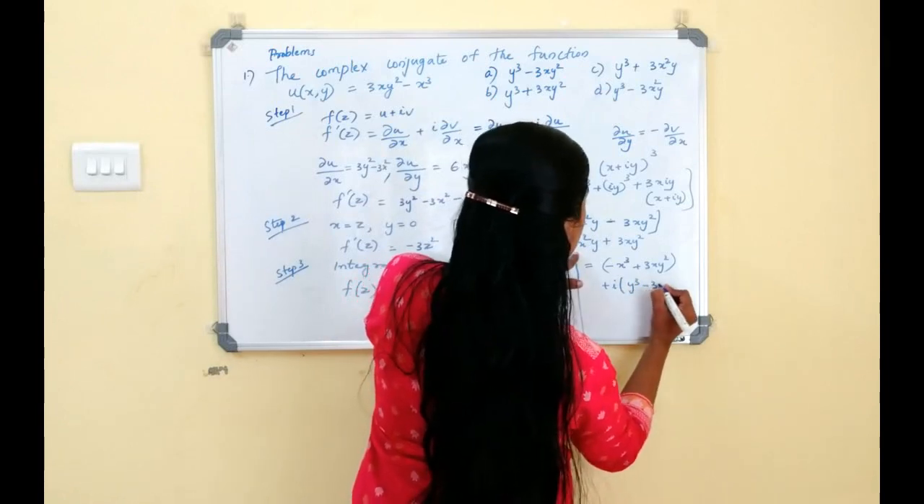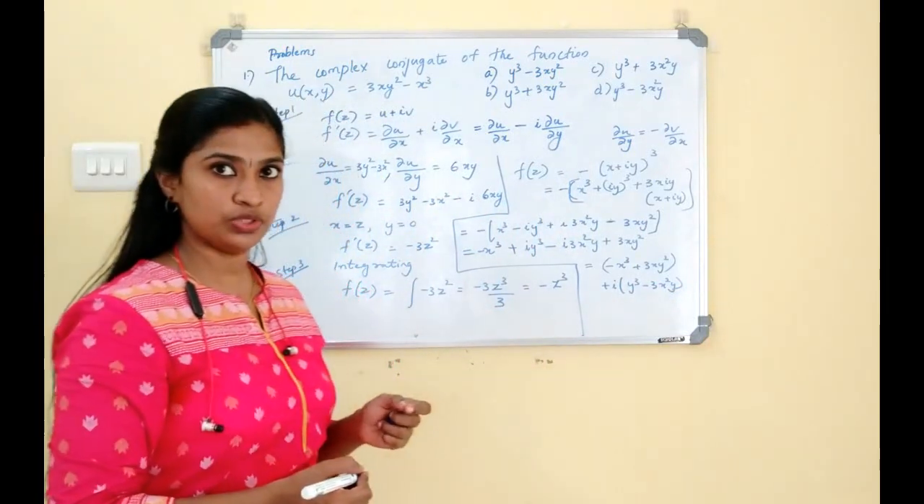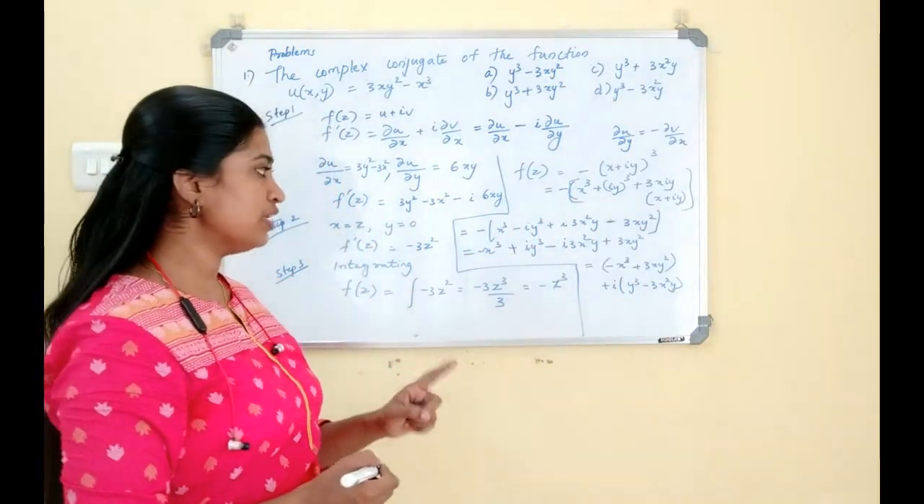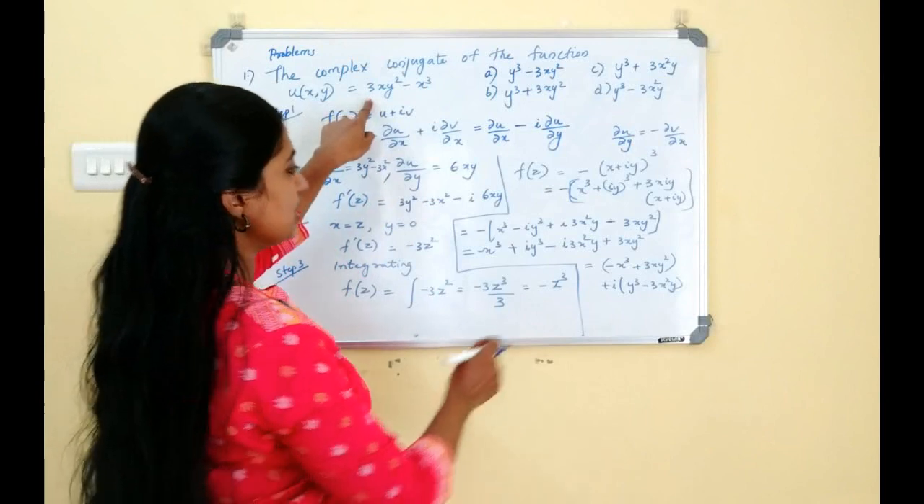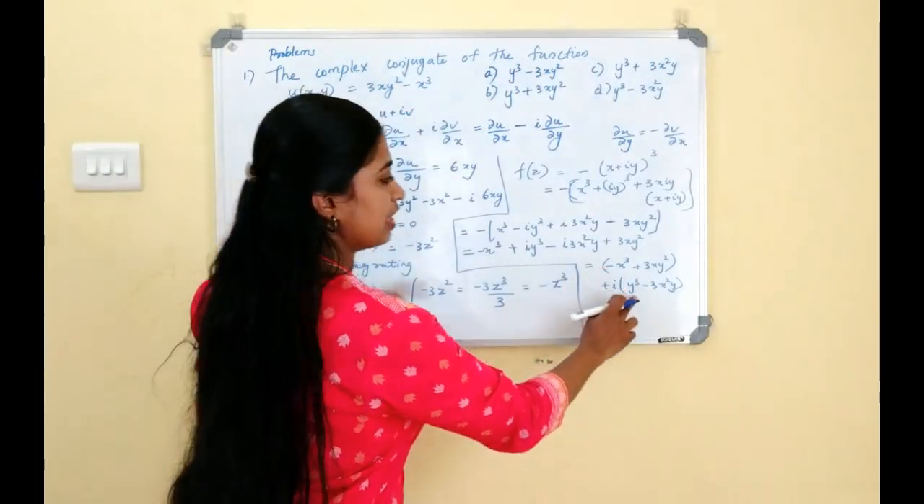So we are asked to find the complex conjugate of u, that is we have to find v. We are given u as 3xy square minus x cube and we are asked to find v.